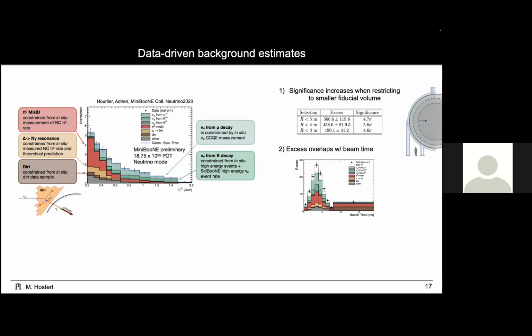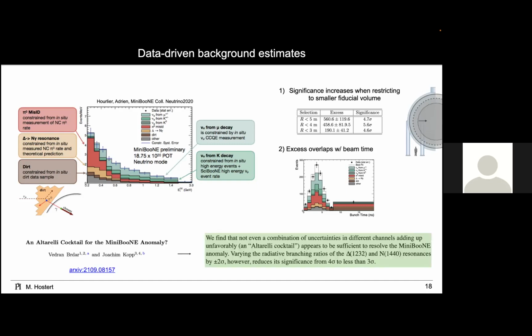But there are two other interesting features of the excess. The first one is that as you decrease the volume of the MiniBooNE tank of your detector, the significance of the total excess increases. So that's telling you that this is unlikely to be coming from external sources leaking in. Second is that the excess overlaps in time with the neutrino beam. So that's also telling you that it's probably not coming from other sources of, let's say, things produced outside of the detector, in the dirt, that leak inside of the detector, because those would be delayed with respect to the main neutrinos in the beam.